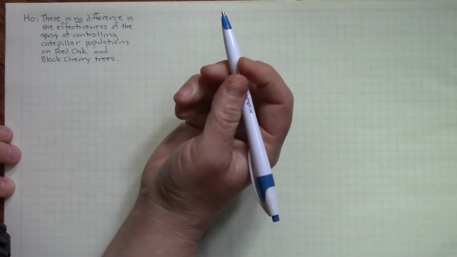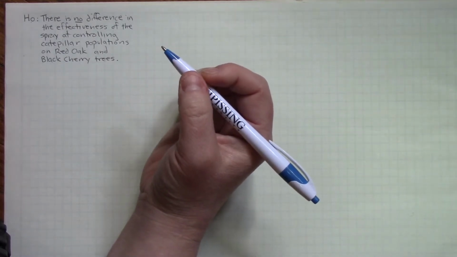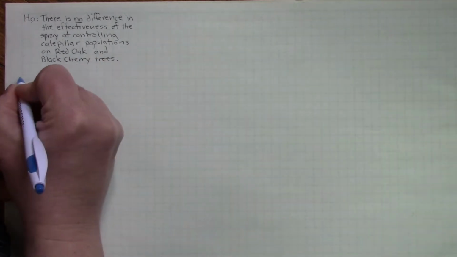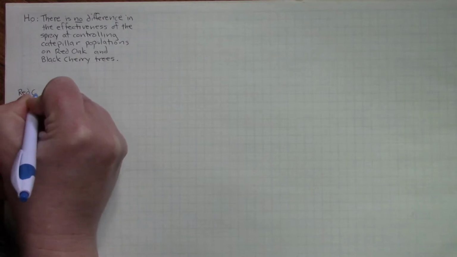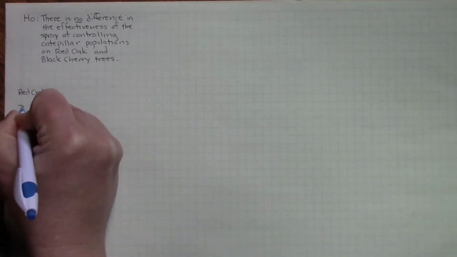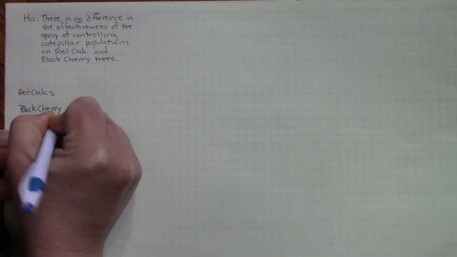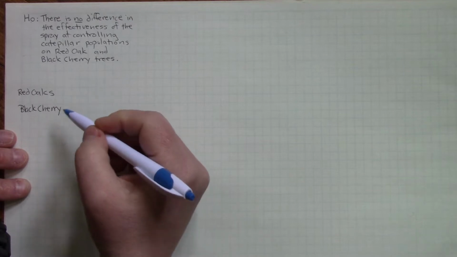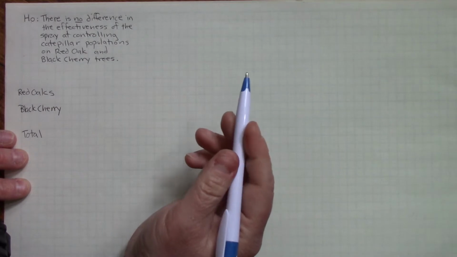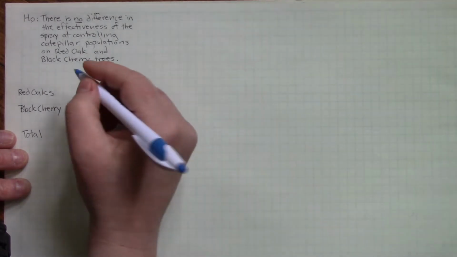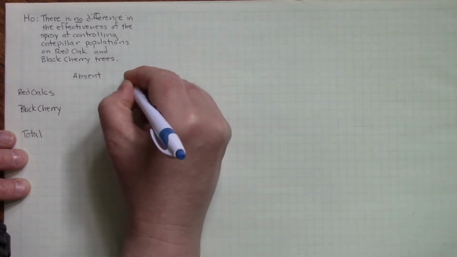Now I want to do this as a two-dimensional equation. So I'm going to add two variables. My first variable is going to be tree species. So I'm going to have red oaks and black cherries as my two tree species in variable 1. Now I need a second variable. My second variable is going to be the presence and absence of caterpillars. So I'm going to have caterpillars absent and caterpillars present.